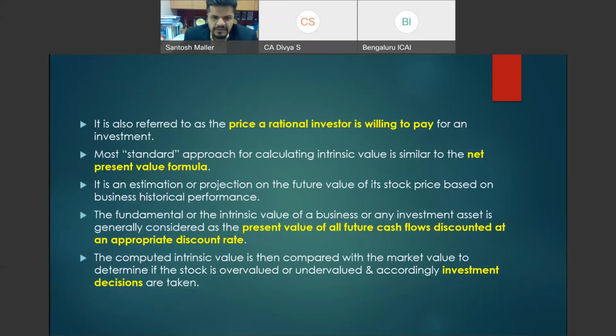It is an estimation or a projection on the future value of its stock price based on the business's historical performance. The fundamental or the intrinsic value of a business or any investment asset is generally considered as the present value of all future cash flows discounted at an appropriate discount rate. So basically, why discounting is required? That is to reflect the time value of money, because money realized 2 years later is not the same as money realized today. And therefore, I'll need to determine a proper, appropriate discount rate.